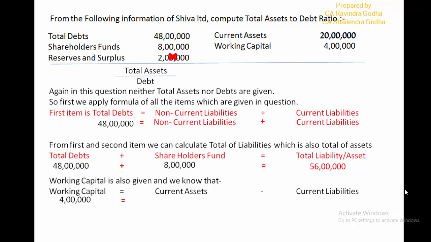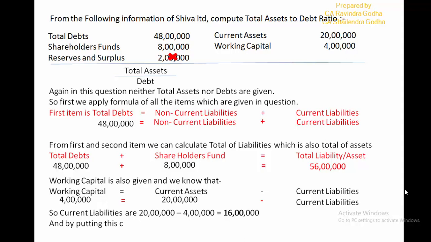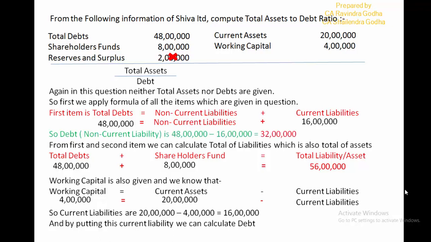Current assets given in the question are 20 lakh rupees, and by applying this we can get current liabilities. So current liabilities are 20 lakh minus 4 lakh, 16 lakh rupees, and by putting this current liability we can get debts. We put this current liability in our first formula, total debts. So non-current liabilities are 48 lakh minus 16 lakh, equal to 32 lakh. Now we get both the contents of our ratio, that is total assets 56 lakhs divided by 32 lakh, equal to 1.75:1.